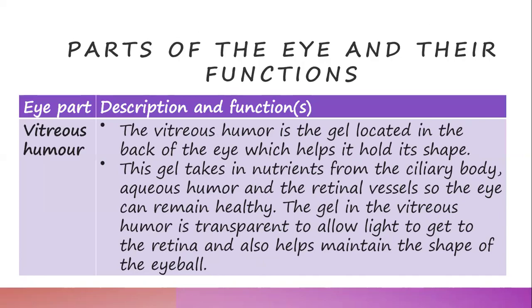The other part is the vitreous humor. The vitreous humor is the gel located in the back of the eye, which gives the eye its shape. This gel takes in nutrients from the ciliary body, aqueous humor, and the retinal vessels, so the eye remains healthy. The gel in the vitreous humor is transparent to allow the light to get to the retina, and it also helps to maintain the shape of the eyeball.